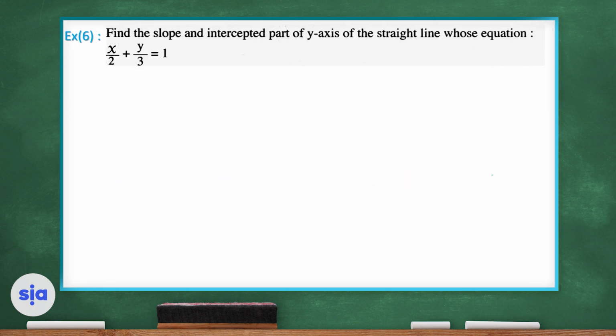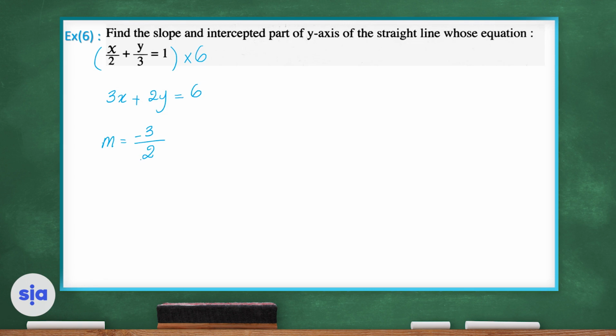Question number 6 says, find the slope and the intercepted part of the y-axis of the straight line whose equation is x over 2 plus y over 3 equals 1. You can now multiply this equation by 6 in order to get rid of the denominators. So it will be 3x plus 2y equals 6. In order to find the slope, it is negative the coefficient of x, which is -3, over the coefficient of y, which is 2.